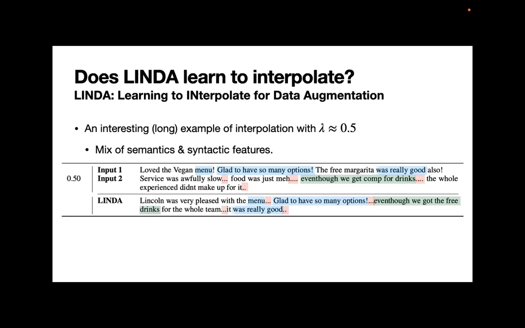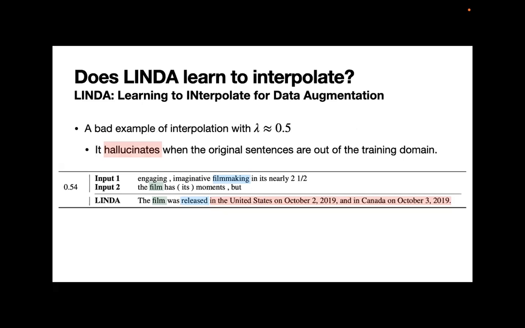So what it does in this particular case is that the model takes the semantics out of the first input and the syntax out of the second input, and then mixes them in order to build an interpolated example. In some sense, this was not what we anticipated, but this is what can be considered an interpolation, because we never actually said that it has to be some content that needs to mix, or the form that needs to mix, or anything like that. But this is what was learned based on this training.